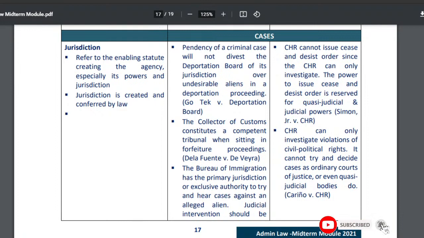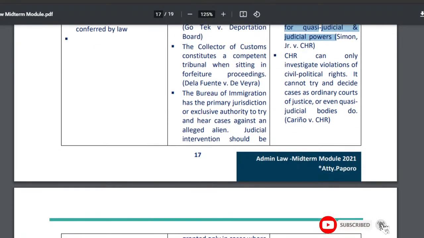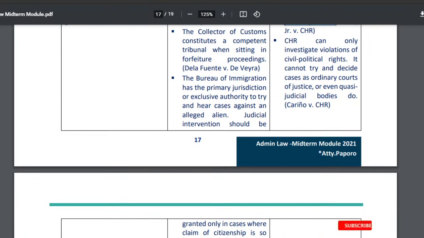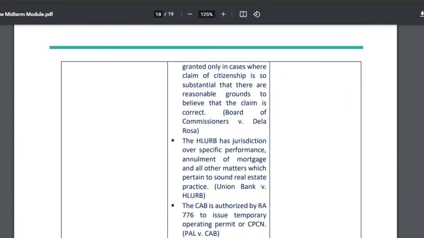Okay. And also for CHR, it cannot issue a cease and desist order since the CHR can only investigate. The CHR is not a judicial tribunal. The power to issue a cease and desist order is reserved for quasi-judicial and judicial powers. The CHR cannot do that. It can only investigate violations of civil and political rights, and it cannot hear and decide cases just like ordinary courts.